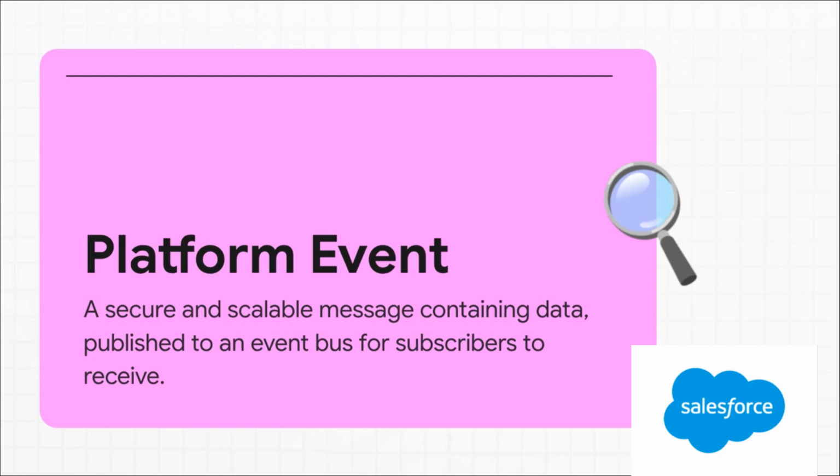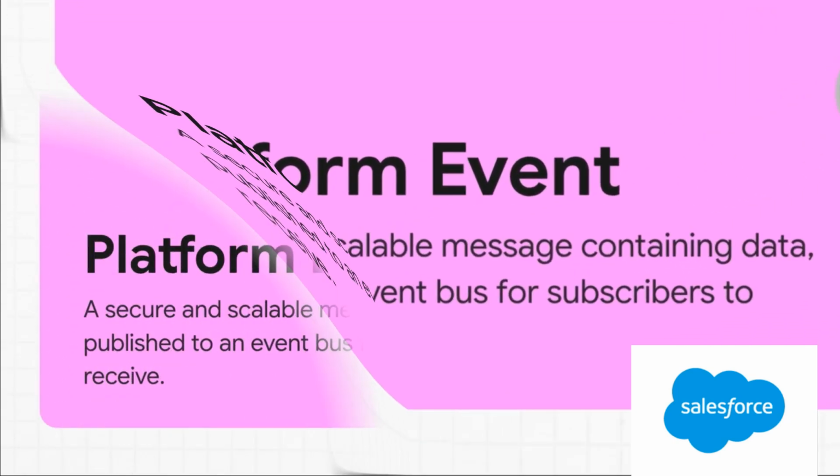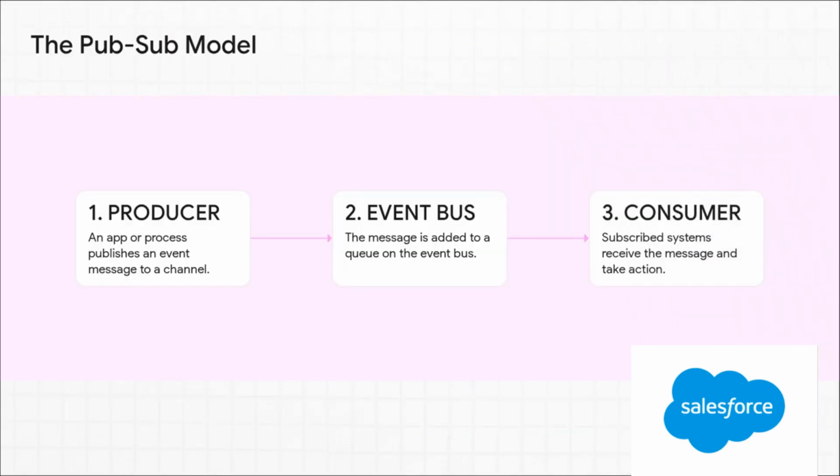But here's the key. Instead of sending it to a specific system, you publish it onto a central channel, something we call an event bus. And this whole thing is built on the classic publish-subscribe model. You might hear it called pub/sub. So first you have a producer. This could be some Apex code, a flow, even an external app. And it just creates and publishes an event.